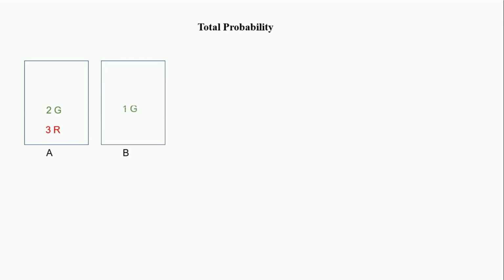In this video I am going to explain about total probability. Let's take an example. We have box A and inside that we have 2 green balls and 3 red balls. We have box B and inside that we have 1 green ball and 4 red balls. We have box C and inside that we have 3 green balls and 2 red balls.